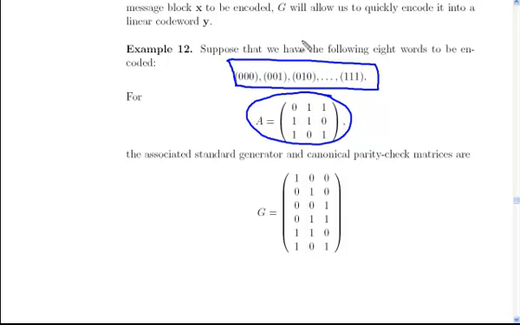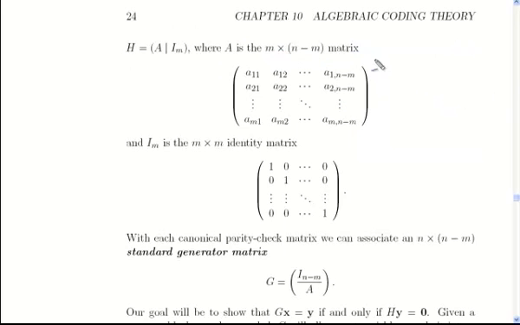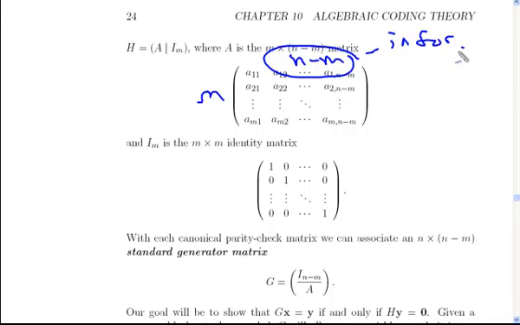Now from this information we need to work out what M is and what N minus M is. So we'll have to go up before and see how that works. Notice in the definition, A is an M by N minus M matrix. Remember, N minus M is going to be the dimension of the information word, and M is a special dimension. So N minus M plus M is equal to N, so that's the length of the code word.